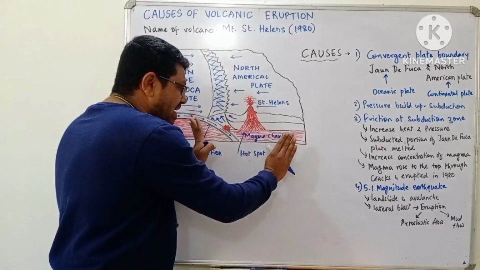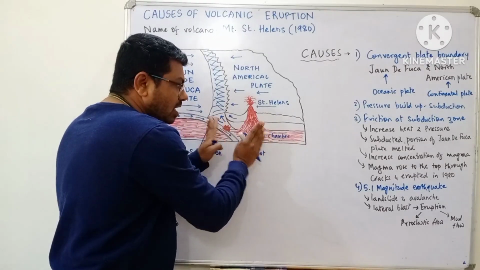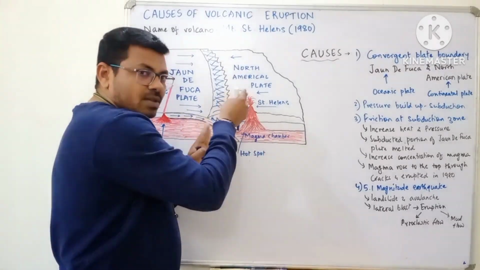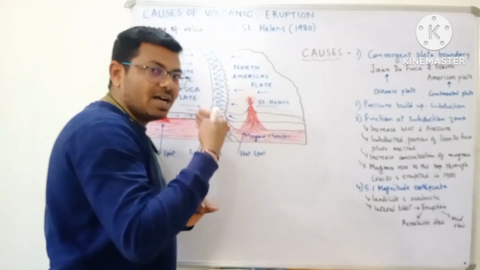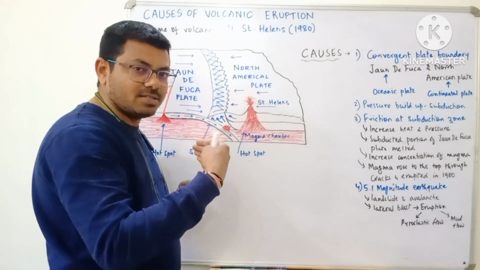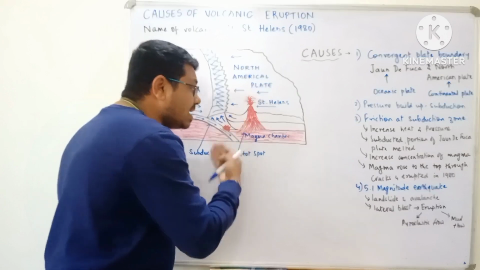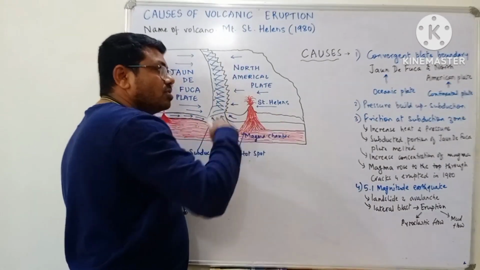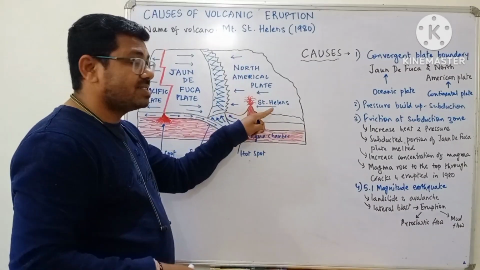Because of this intense pressure and heat, through cracks, magma started coming out with a blast, and that resulted in the eruption of Mount St.